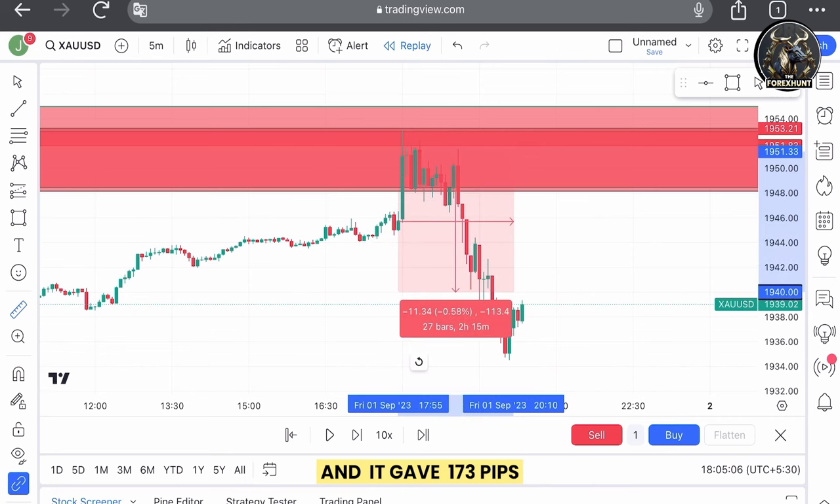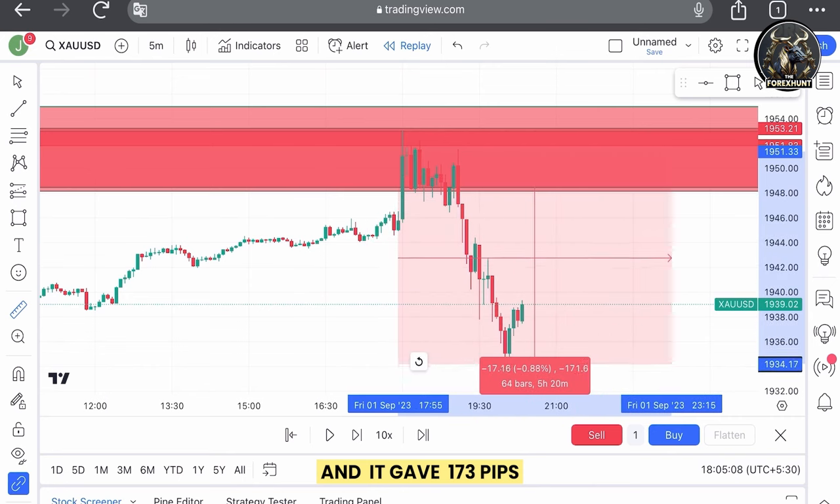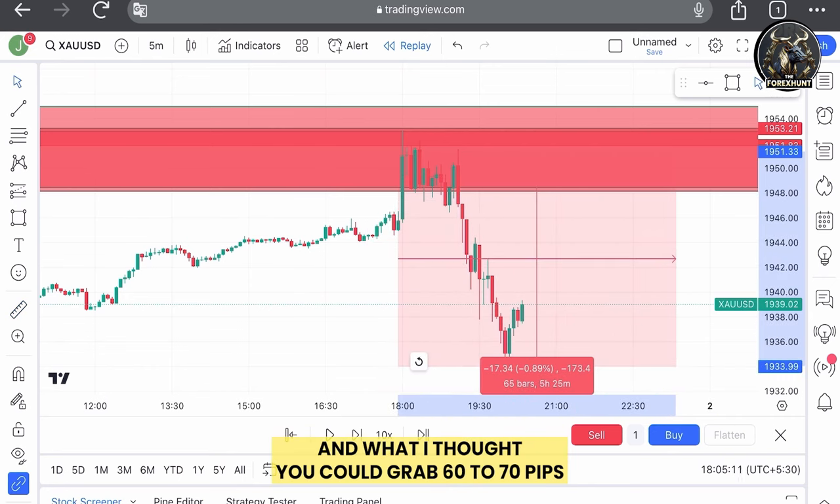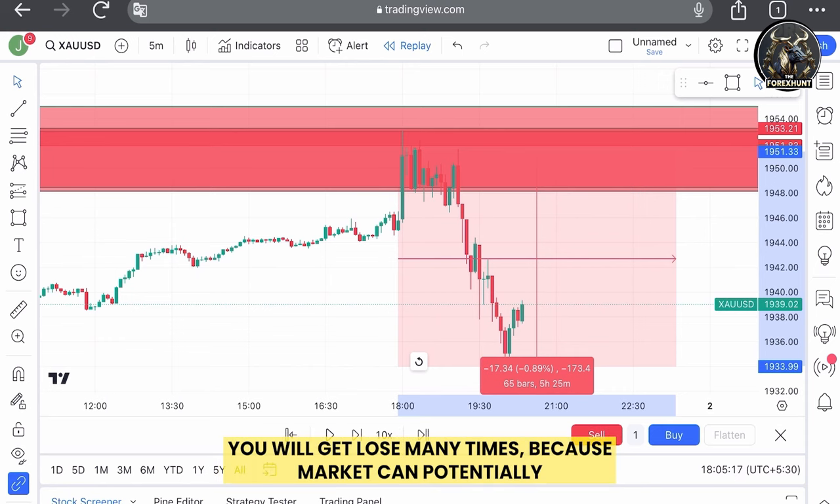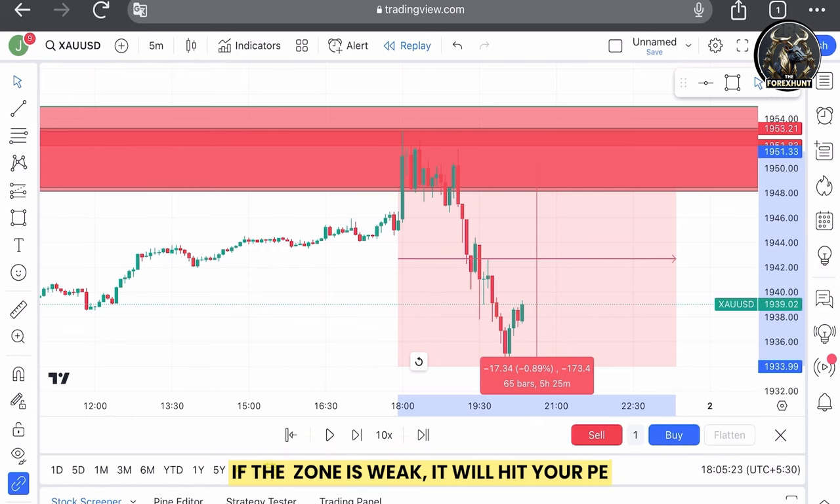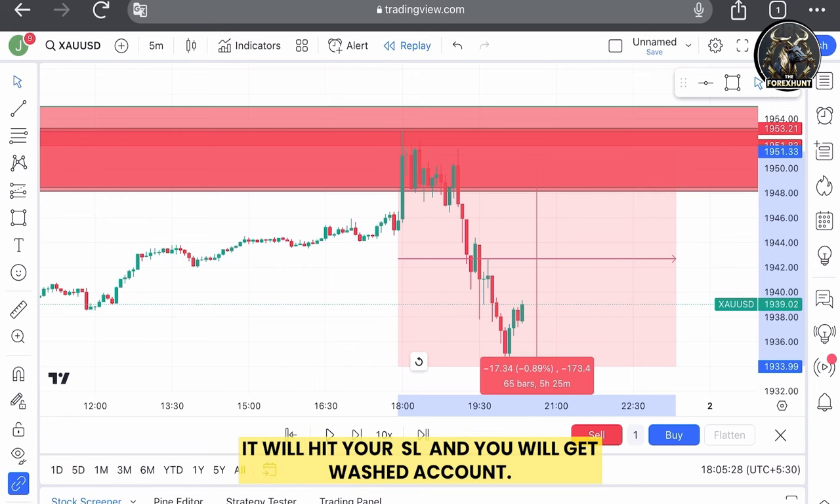For the first time it touched here and it gave 173 pips. And what I have taught you is to grab 60 to 70 pips from the market. Don't be greedy with 100 to 200 pips. You will lose many times, because the market can potentially reverse after 60 to 80 pips also. If the zone is weak, it will hit your SL, or if you are not a smart guy, it will hit your sell and you will get a worse account.